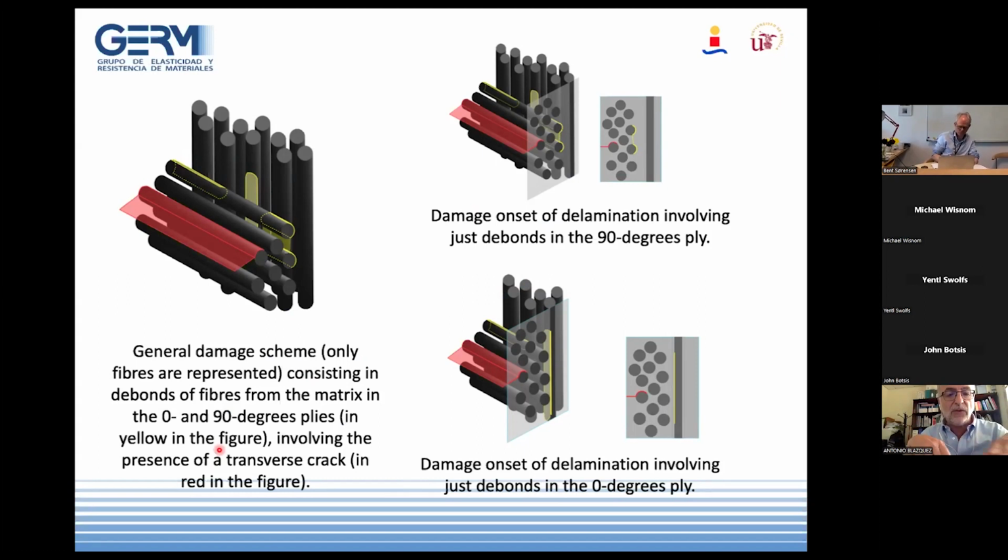This image on the left shows a 3D schematic of the fiber distribution near the, let me call it, interface between a 0 degree ply and a 90 degree ply. Damage associated with the transverse crack is shown here in red. Something like delamination damage is shown in yellow. Depending on the position of the polishing plane, we can see the debonding, the delamination damage, in the 90 degree plane or in the 0 degree plane.